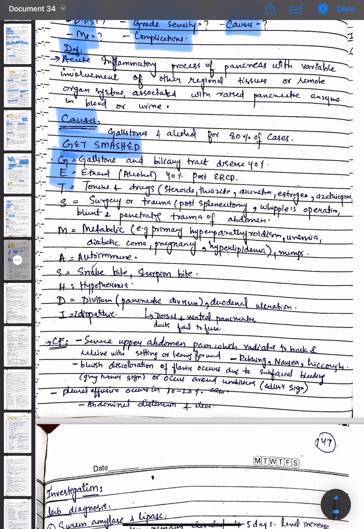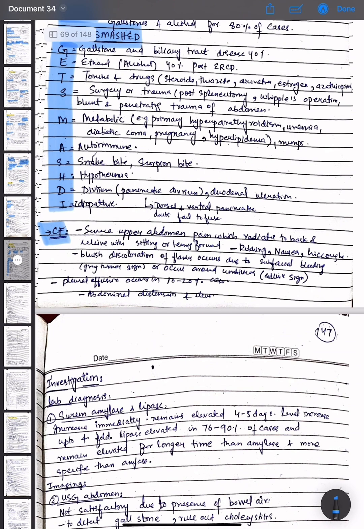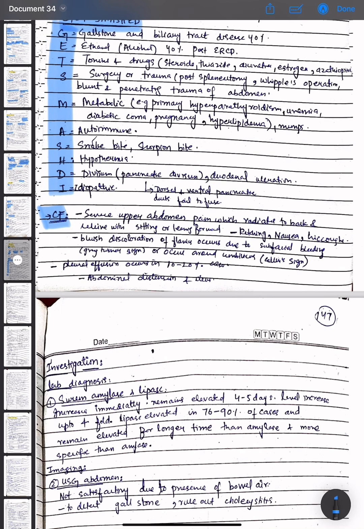Okay, now what are the clinical features? These are severe upper abdominal pain which radiates to the back and is relieved by sitting or leaning forward. Retching, nausea, hiccup, and bluish discoloration of the flanks occur due to subfascial bleeding, Grey Turner's sign, or around the umbilicus, Cullen's sign. Pleural effusion occurs in 10 to 20% of the cases, and abdominal distension and ileus occur.